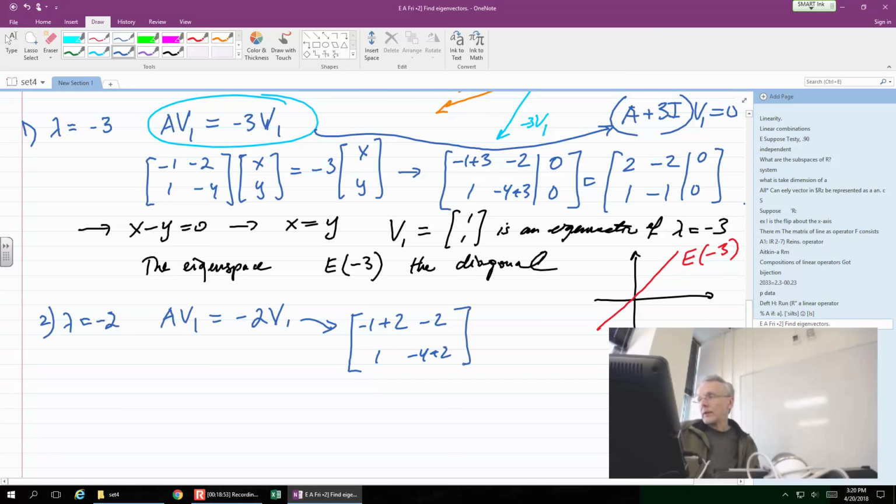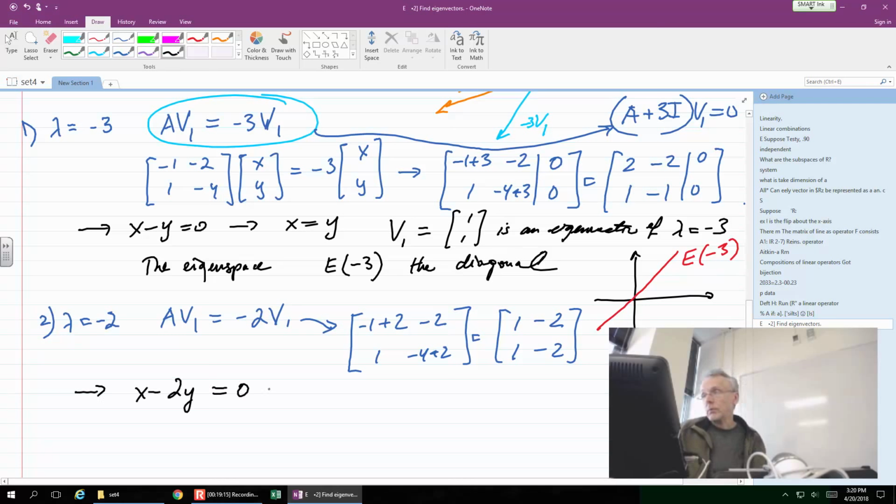Okay, so that is my matrix, and so it adds up to negative 1, negative 2, 1, negative 2. Even clearer, so once again we have redundancy. We have only one equation left, and we are solving it easily. So it is x minus 2y is equal to 0. Okay, so it means that x is equal to 2y.